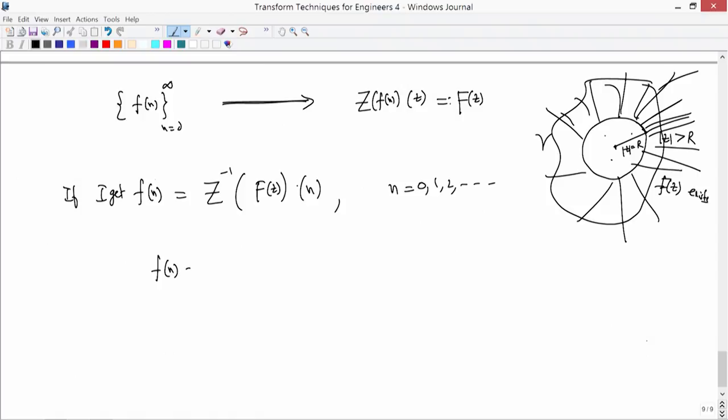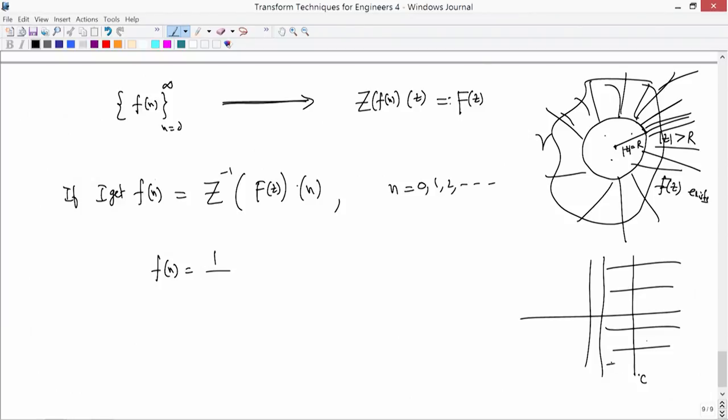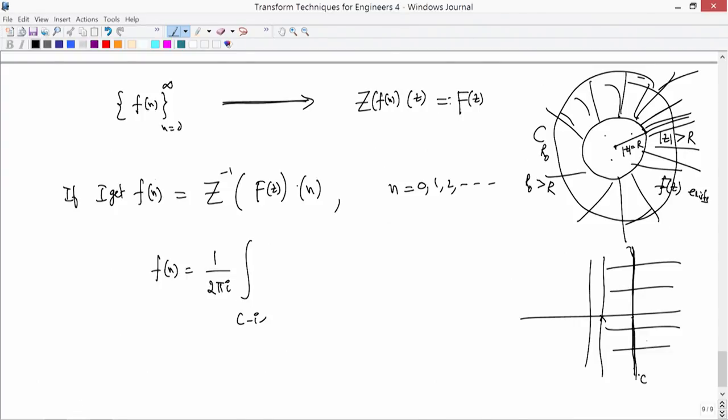So I will define f of n as 1 by... how did I choose this? Like in the complex plane, for Laplace inversion you choose any C where the Laplace transform is analytic, from here onwards. Then you consider C bigger than this point, and any such C will work. In the same way, I can choose a big circle of radius R naught, where R naught is bigger than R. That line is actually mapped to that circle. In the Laplace inversion, C minus i infinity to C plus i infinity becomes a circle, mod z equal to R naught.